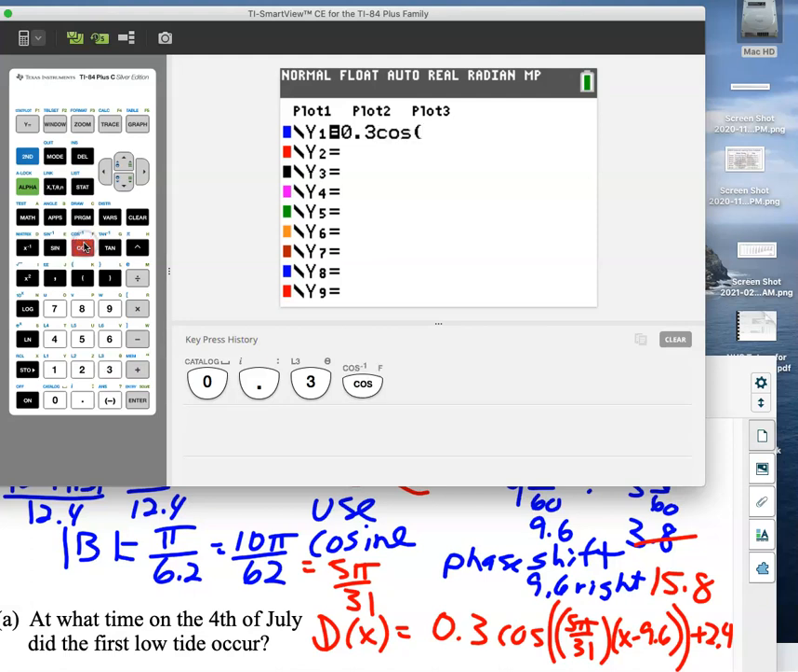And that gets me thinking, wait a second. I wonder if I have this in radians mode, because I'm going to be punching in a pi in a second. And if I punch in a pi, I need to be in radians mode.